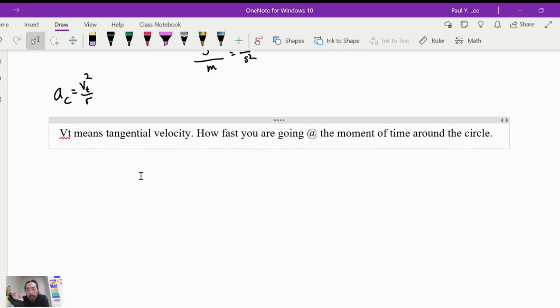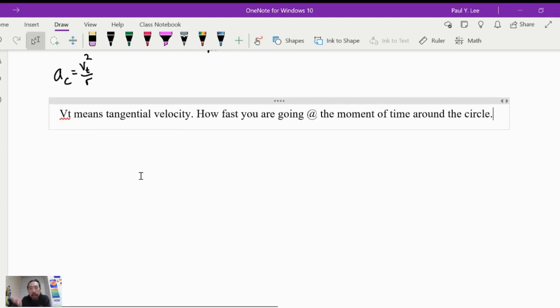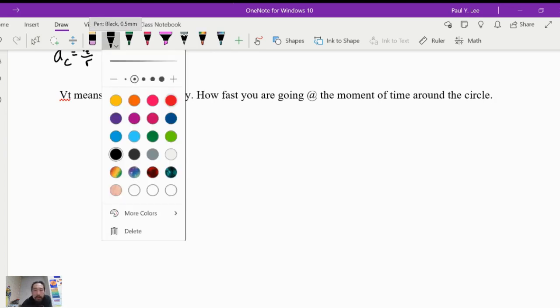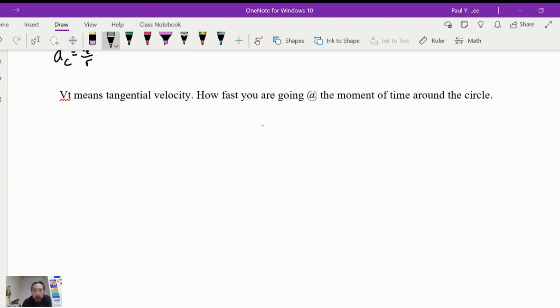Now, when we're driving in a straight line, our tangential velocity is just our normal velocity. But when we're going around a circle, because we're constantly turning, that tangential velocity means how fast we're going at that instant around the circle. So if I were to draw a path, let's draw the path in light gray. This is a path that a particle is taking to go around the circle, like so. We'll say that it's going in this fashion, and my object is right there.